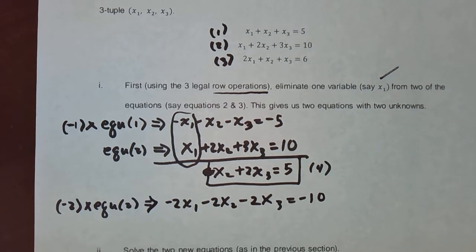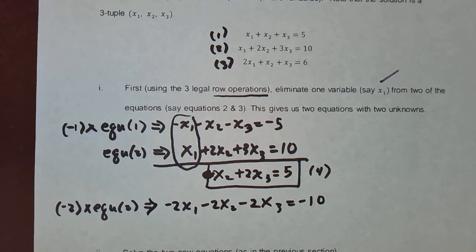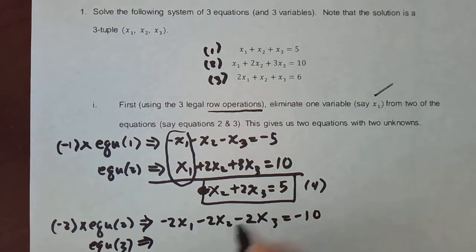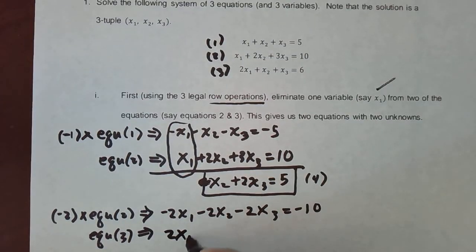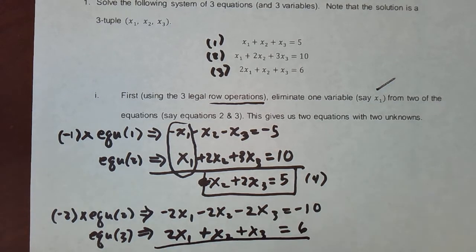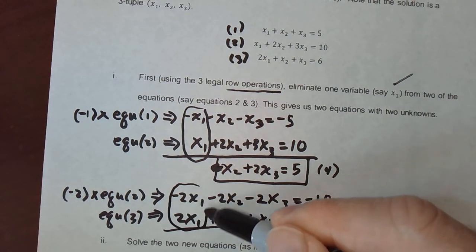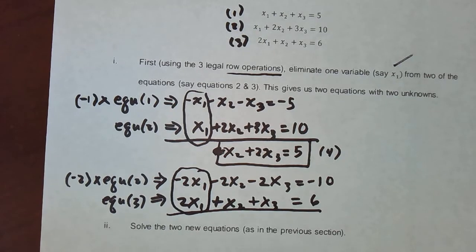All right, and then equation 3 we're going to leave alone, just like we did up here with equation 2. Equation 3 is simply 2x1 plus x2 plus x3 equals 6. And notice that we have the same situation as before. The variable x1 is going to vanish when we add these two equations together.